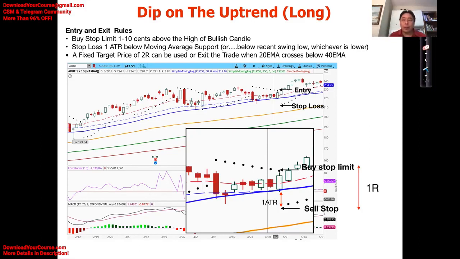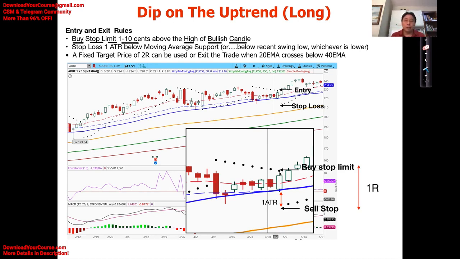So let's run through the specific entry rules. So we can place a buy stop limit order 1 to 10 cents above the high of that bullish candle. So if you zoom in, this is what it looks like. So we mentioned earlier that this bullish candle would be the candle that confirms the long entry. So what we could do is we can put a buy stop limit order just a few cents above the high of this candle.